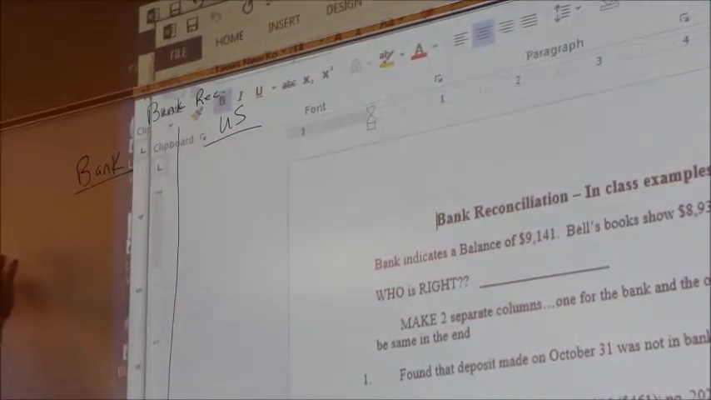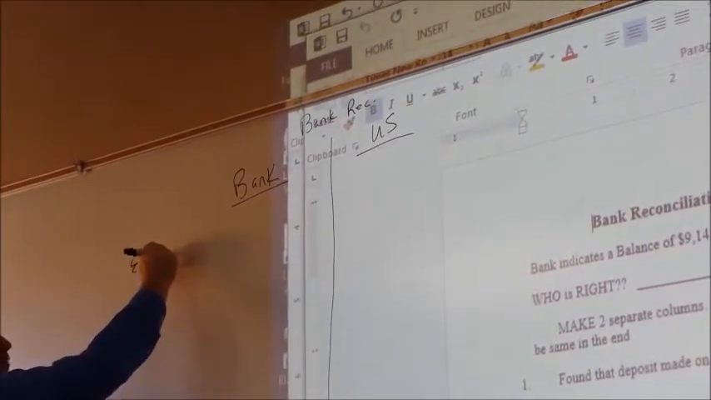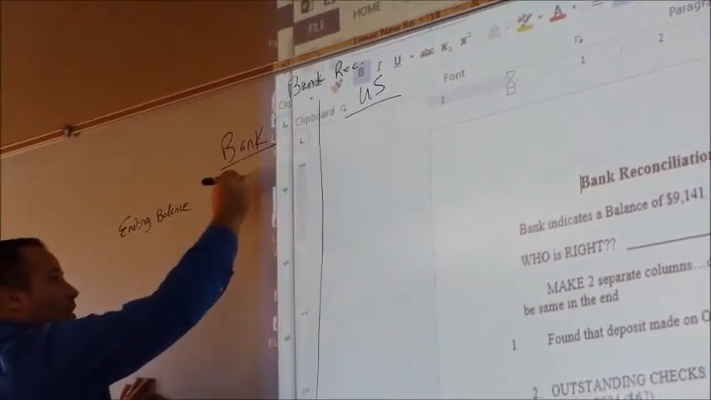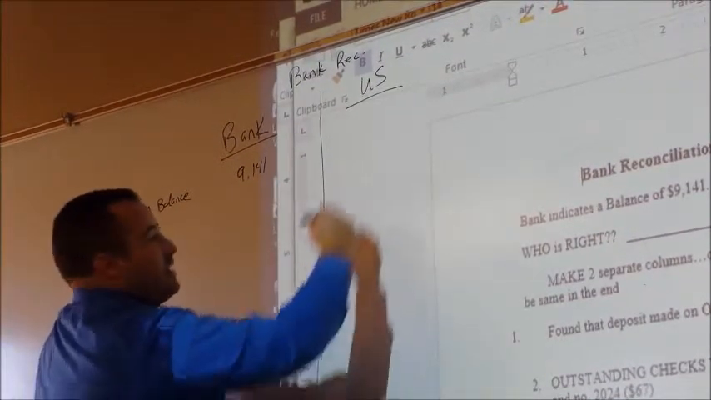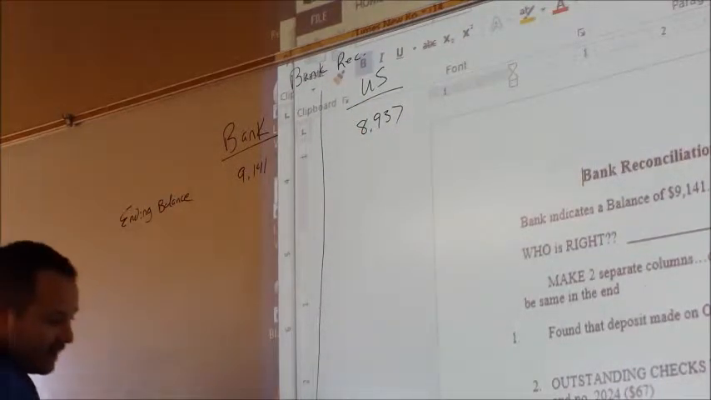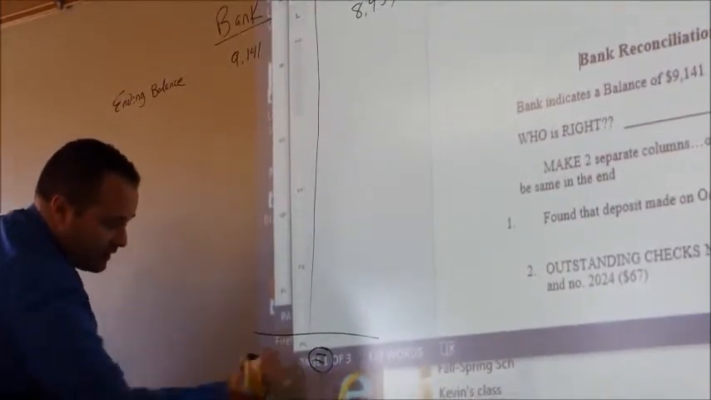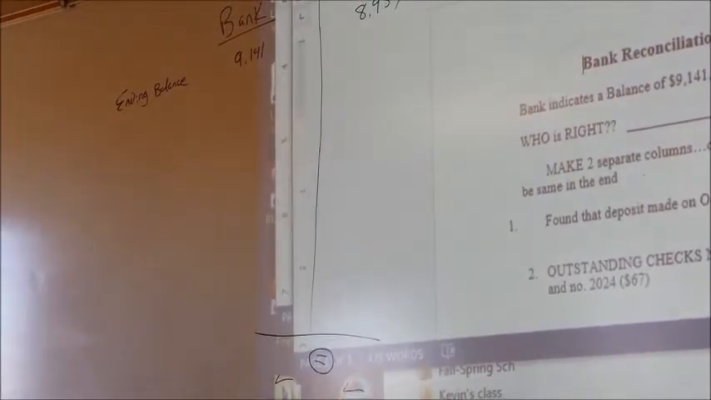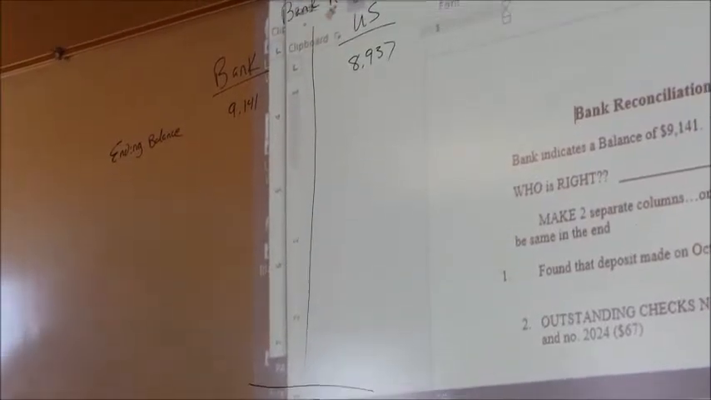You need to have two columns and start with your ending balance, what you know to be true as of right now. The bank says, from what we know, you have 9,141. And we believe we have 8,937. When I get down here at the bottom, this will be like a trial balance. My two numbers better equal. And we're going to hopefully get to that point by doing a bank reconciliation.